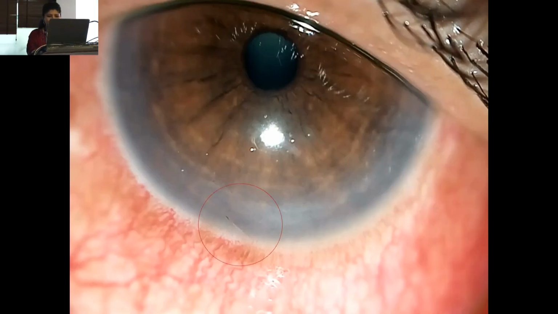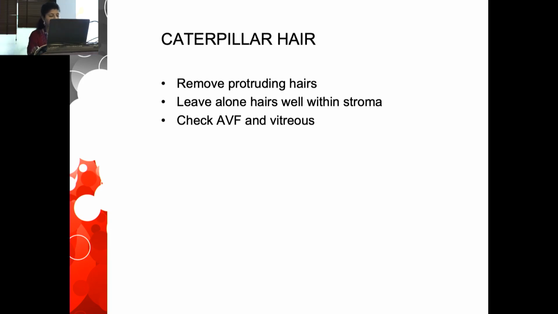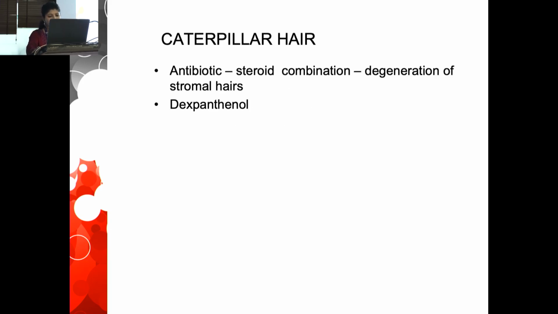Can you point out the lesion? It's a caterpillar hair. Caterpillar hair, when the patient presents, remove the protruding hairs, whichever takes up the stain, remove them. Those which are well within the stroma can be left alone. And always check the anterior vitreous face and the vitreous for any caterpillar hair. If caterpillar hairs are present in the vitreous, then the patient will have to go with vitrectomy. If not, again, antibiotic steroid combination.